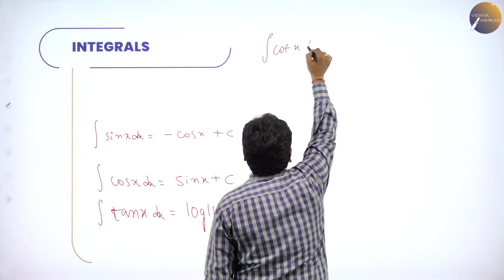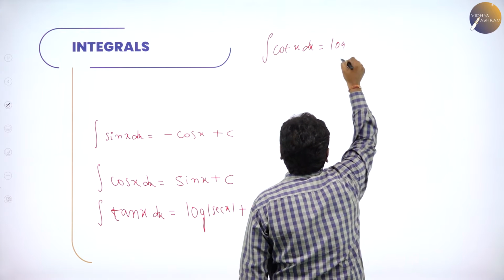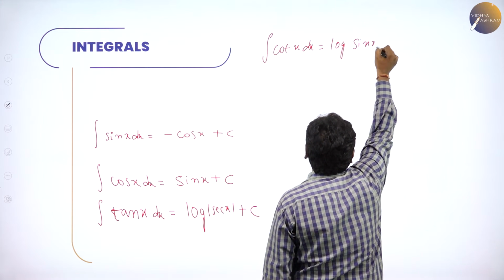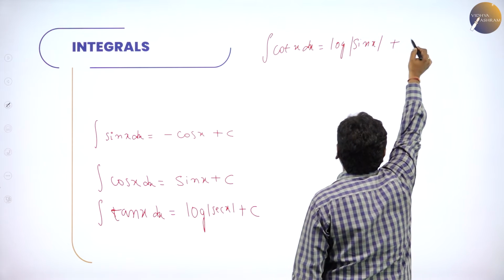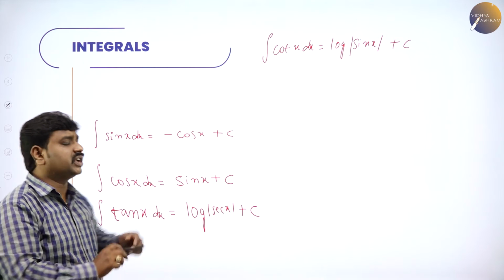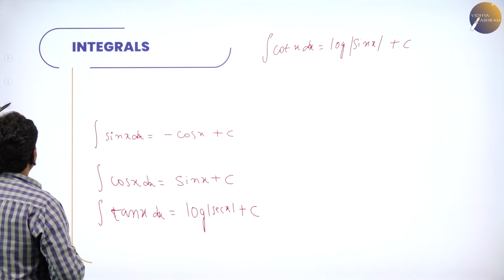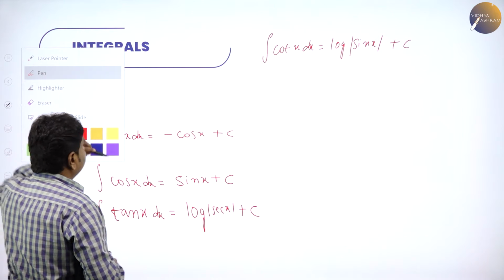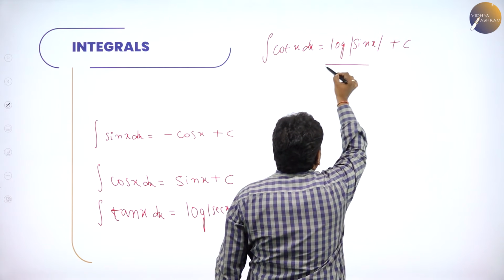What is integration of cot x dx? Log of sin x. In log we always need a positive value, so we put mod. You inspect it. What is meant by inspection? Differentiate the RHS, and you should get the LHS. So now differentiate the answer. Let us differentiate the answer. Let me take this and differentiate.